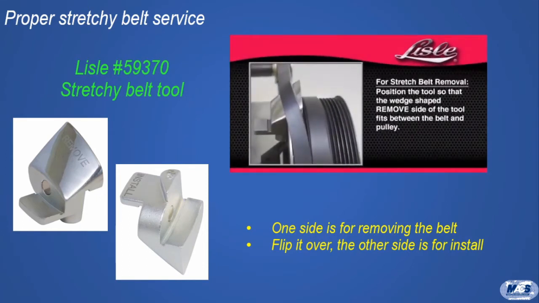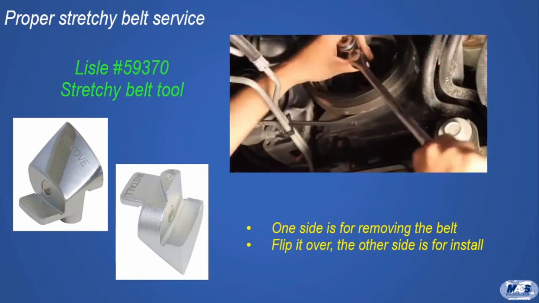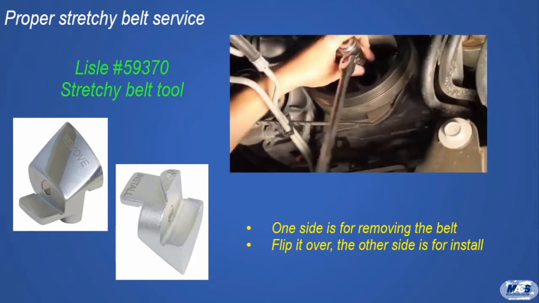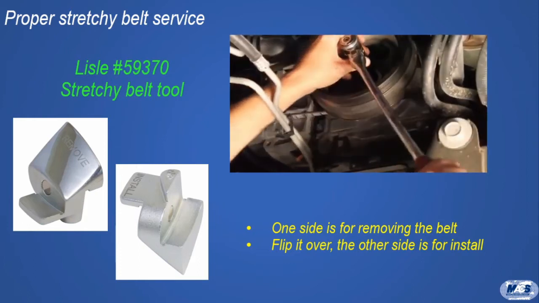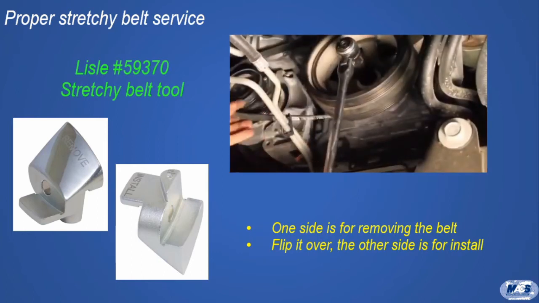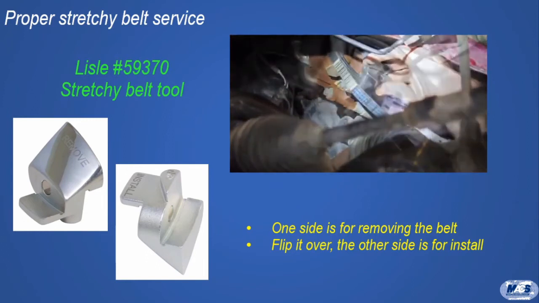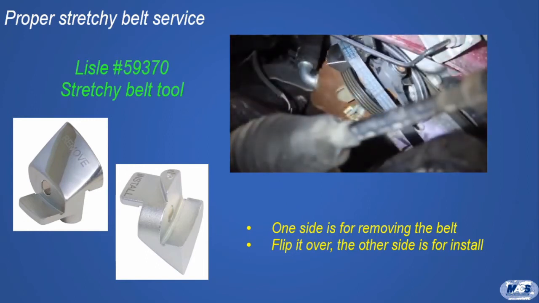Position the tool so that the wedge-shaped remove side of the tool fits between the belt and pulley. Use a hand ratchet to turn the crankshaft in the direction that will rotate the pulley and tool to slip the belt over the tool and off the pulley. The tool can be used on either the crankshaft pulley or accessory pulley.